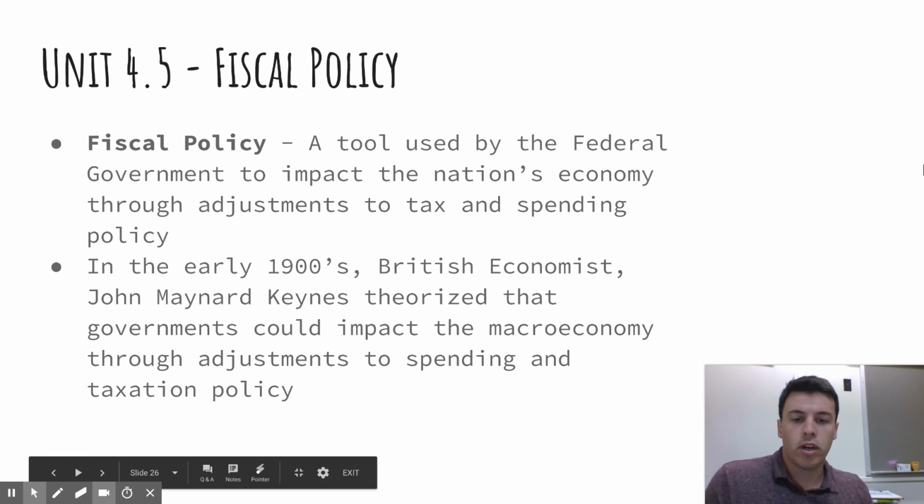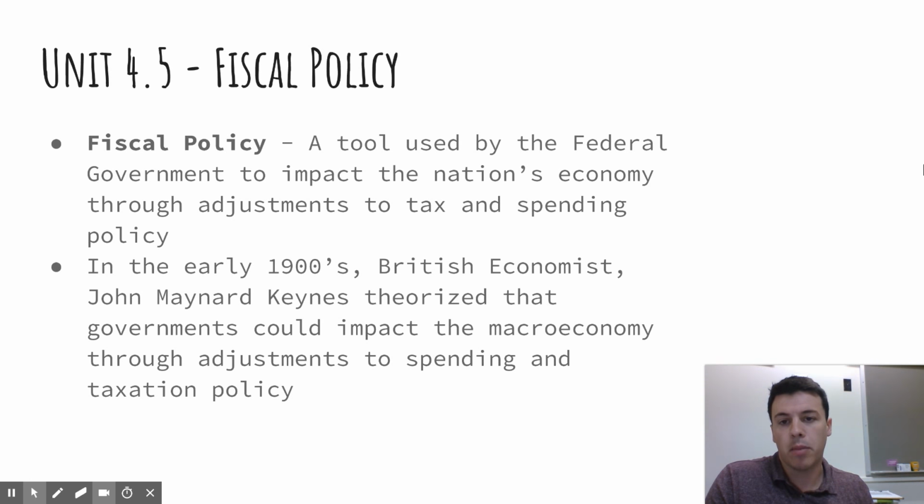So far, Unit 4 has been really just about building background knowledge about macroeconomics and how we evaluate the economy as a whole. So in the fifth and sixth video of the unit, we are going to take that knowledge that we have now and apply it to look at how the government steps in to try to correct the economy. The first of the two is fiscal policy. Fiscal policy is a tool used by the federal government to try to impact the nation's economy through adjustments to the tax and spending policy.